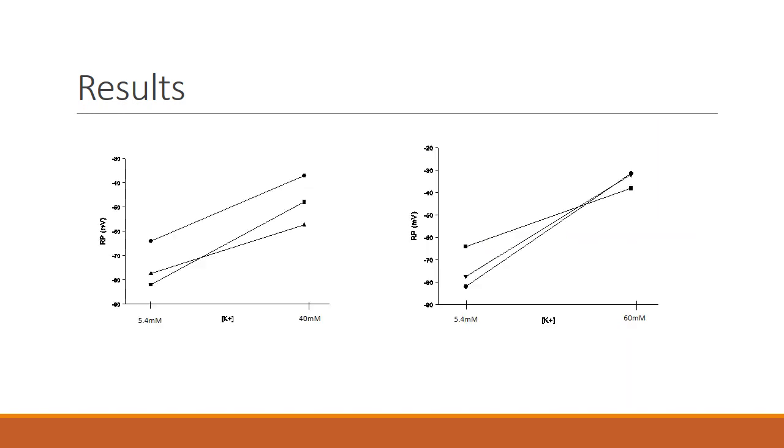Here's an illustration of the raw changes in resting membrane potential for each group. As you can see, increasing the extracellular potassium concentration to 40 millimolar from 5.4 millimolar saline resulted in an increase of between about minus 65 to minus 37 millivolts.